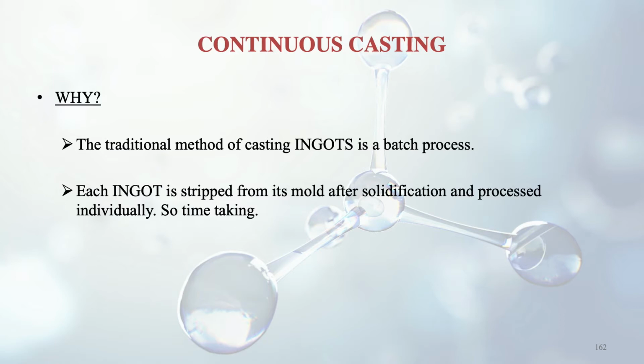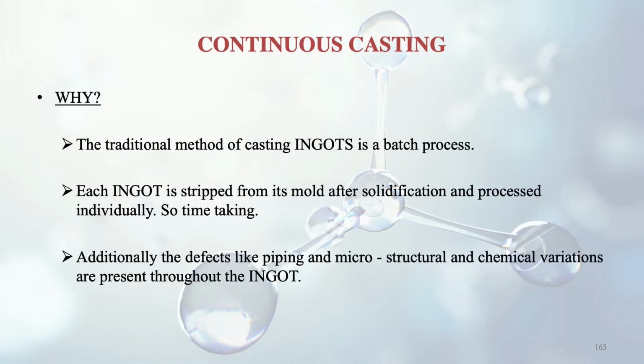Each ingot is stripped from its mold after solidification and processed individually. So again, it's a very time-consuming and tedious process. Additionally, defects like piping and microstructural and chemical variations are present throughout the ingot. For that purpose, continuous casting is there, and we can now discuss the process of that.